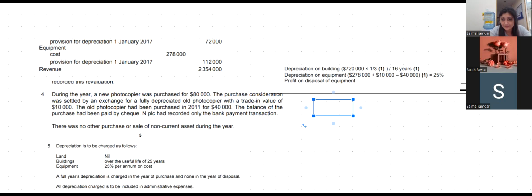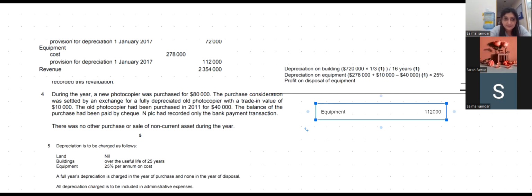112,000. And during the year, we already have equipment of 112,000. Are you with me? 112 or 278? Sorry, yeah. We already have equipment of 278,000.